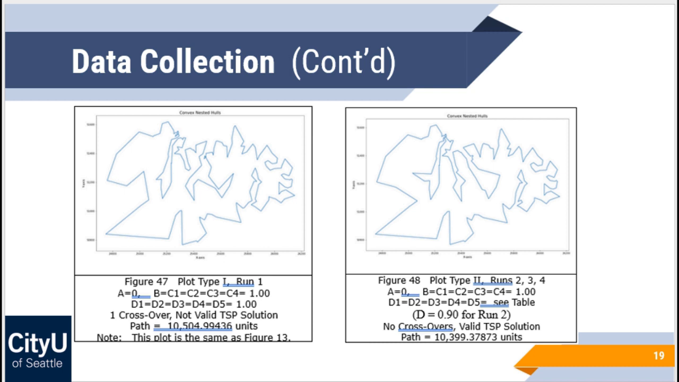Data collection continued. This slide shows run 1, type 1 run, and type 2 runs 2, 3, and 4 for the Qatar dataset. Again, the left-hand side is for the baseline run, all parameters equal 1.0, complete absence of complexity induction theory. Very hard to see, but there is a crossover and a disqualifying crossover for that solution. Type 2 runs 2, 3, and 4 had the shortest path length of the 13 and is considered valid.